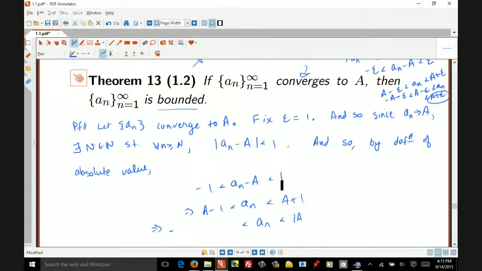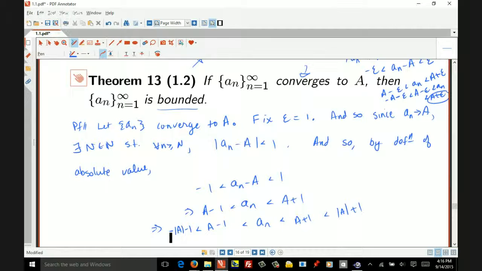Yeah, there were epsilons, they disappeared. And so then we're going to have the absolute value of a minus 1 is less than a minus 1, it's less than the absolute value of a plus 1. Okay, you guys following through that?